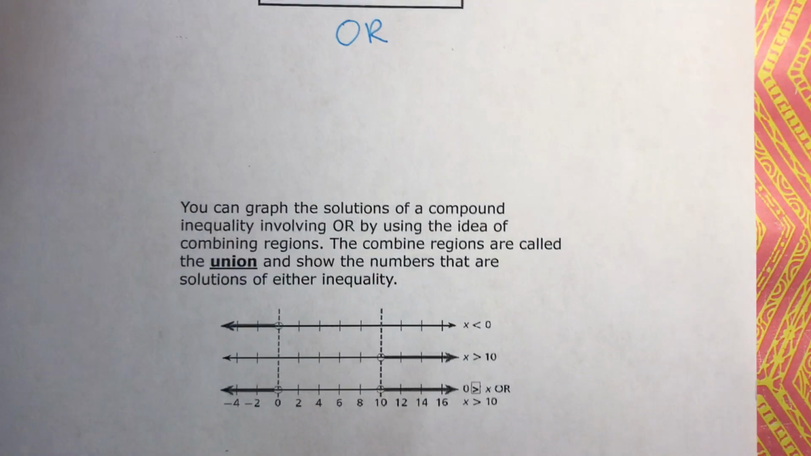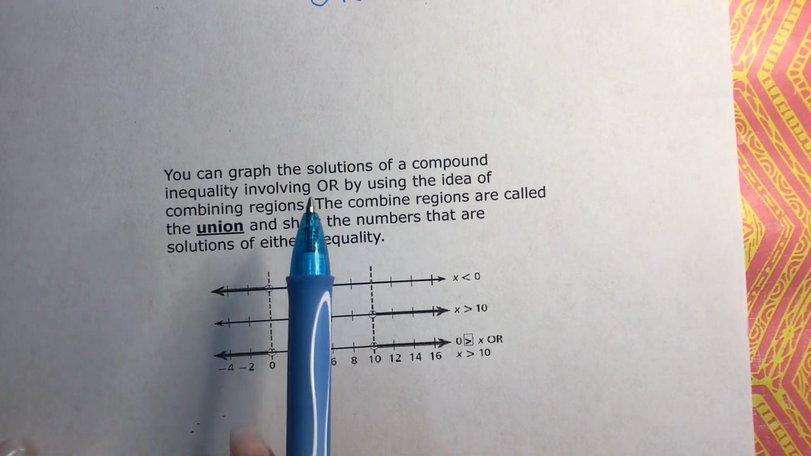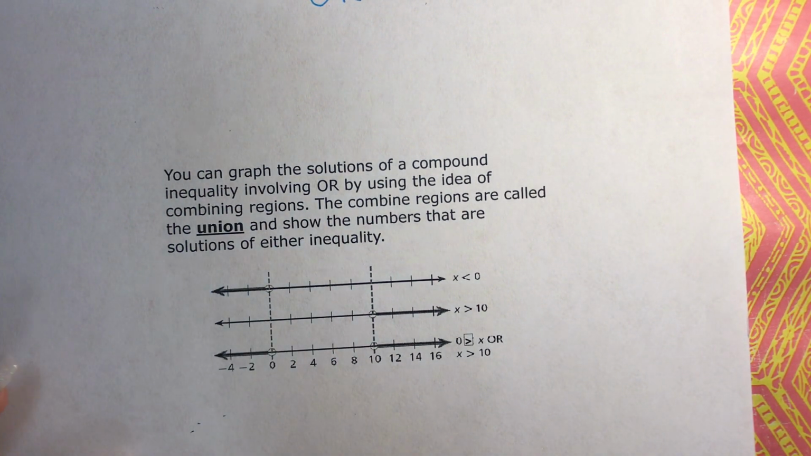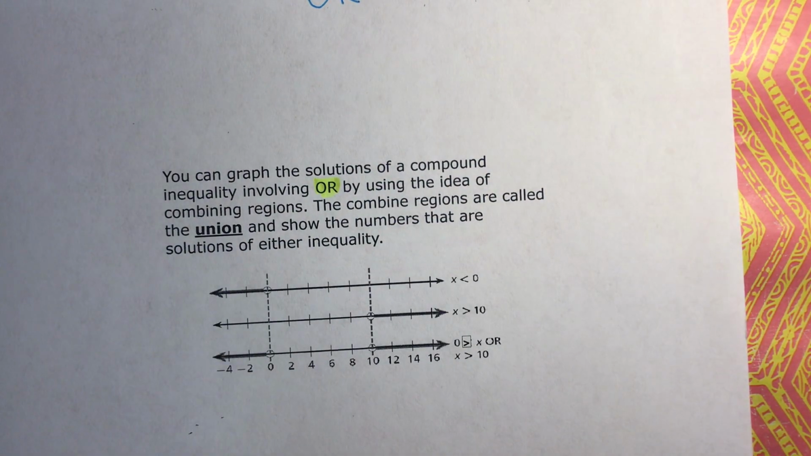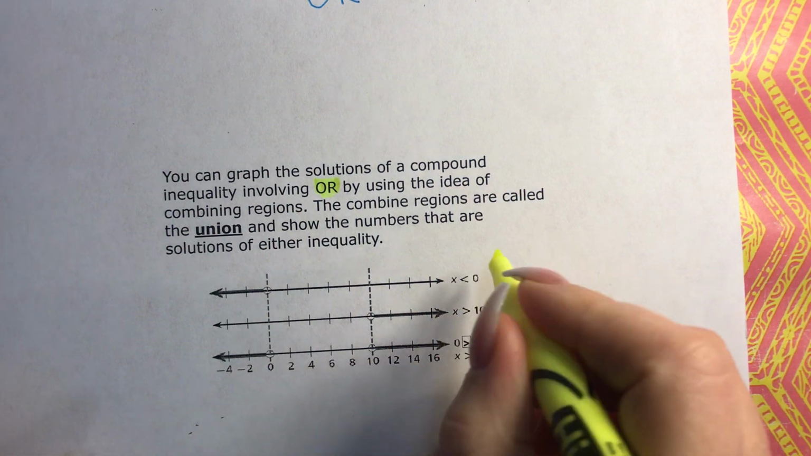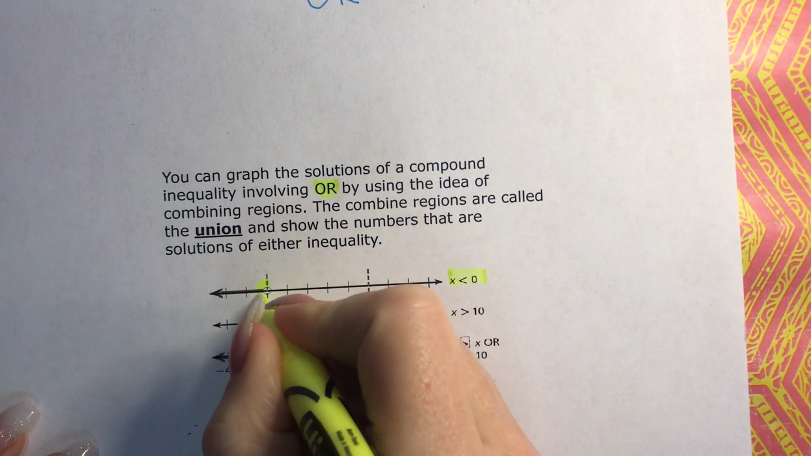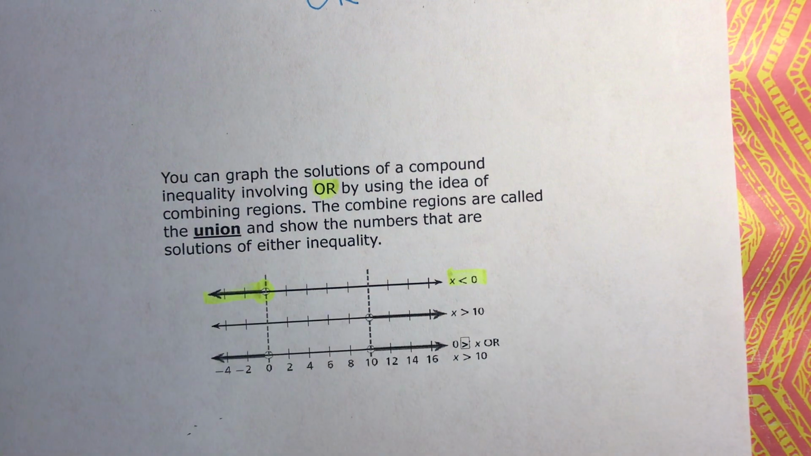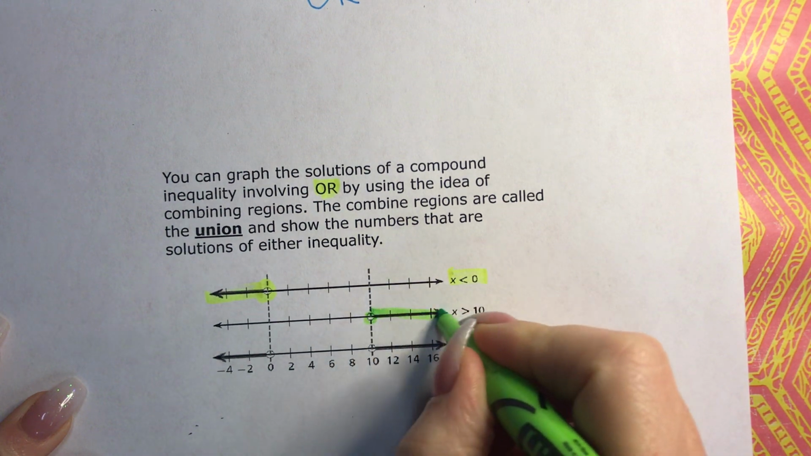And you can graph the solutions of a compound inequality involving OR, that's the key word, by using the idea of combining the regions. So basically you have x is less than 0, right, here's 0. And so we're going to use that. There's x is less than 0, and then you have x is greater than 10. That was circle B here.